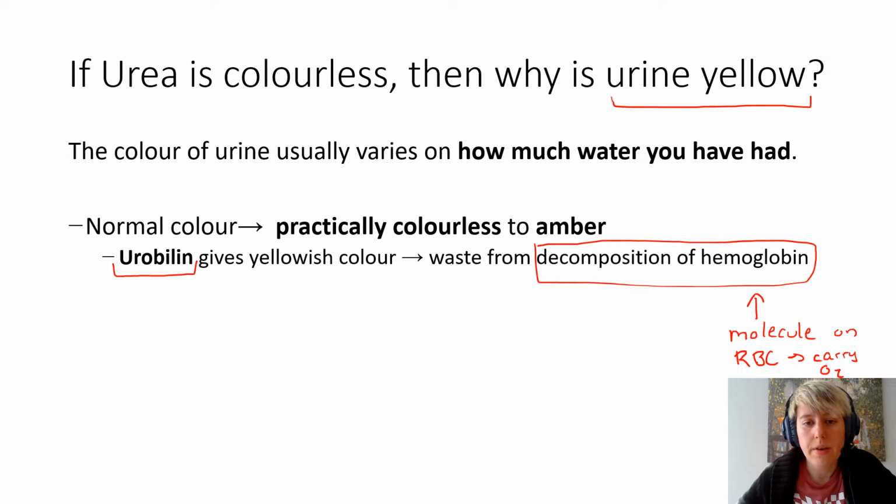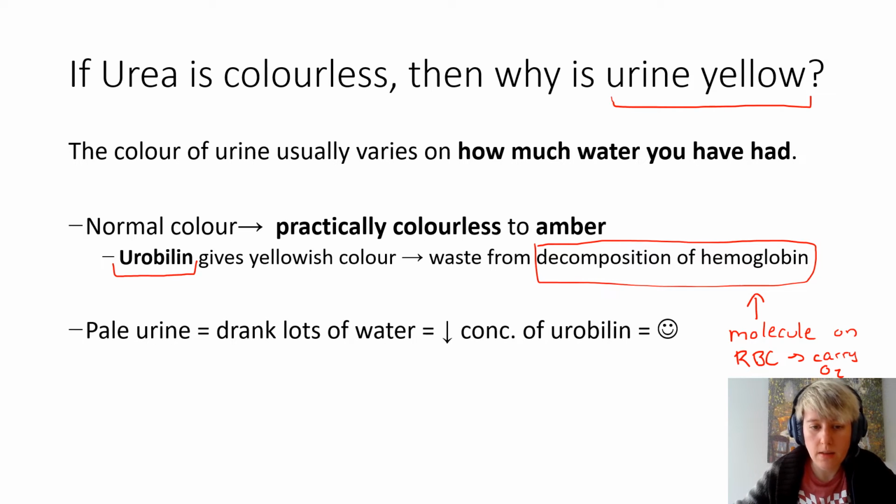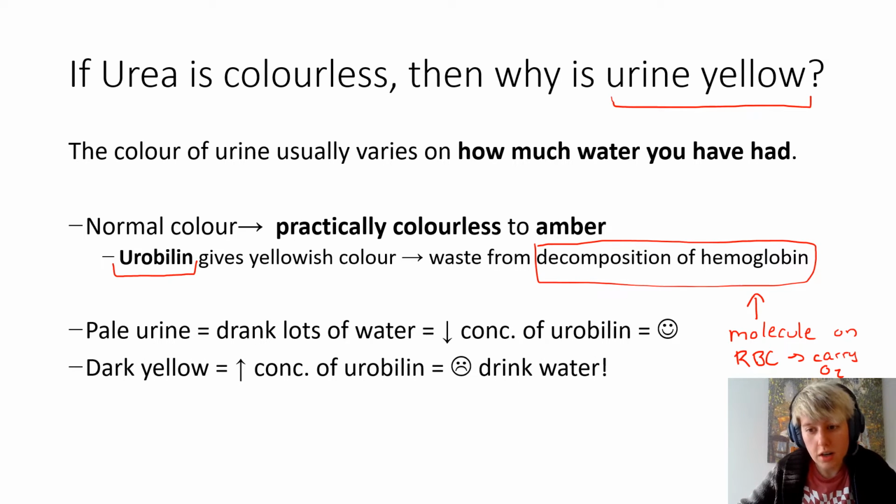Now, the color of urine actually varies on how much water you have. Naturally, it should be colorless to an amber color. If it is pale, that means you've consumed a lot of water. So the concentration of urobilin in your urine is actually low, which is good. But if your urine is a dark color, that means you have a high concentration of urobilin. That means you need to drink water because you have not consumed enough water.